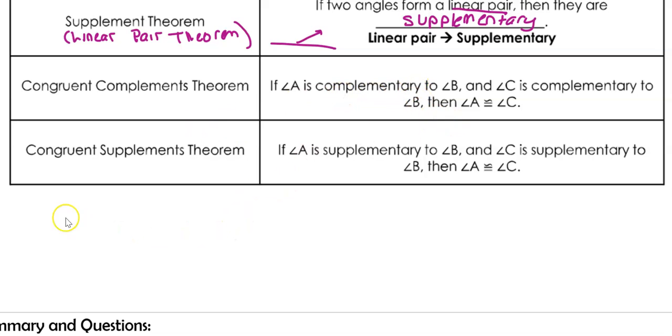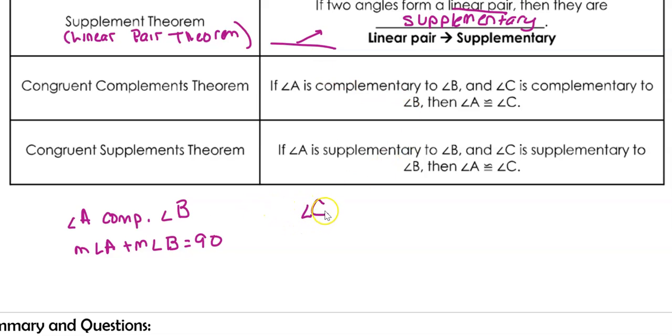So let's look at the congruent complements theorem. So I have angle A is complementary to angle B. So that tells me by complementary that the measure of angle A plus the measure of angle B has to be 90. Now I also know that angle C is complementary to angle B. Well, that tells me that the measure of angle C plus the measure of angle B equals 90.